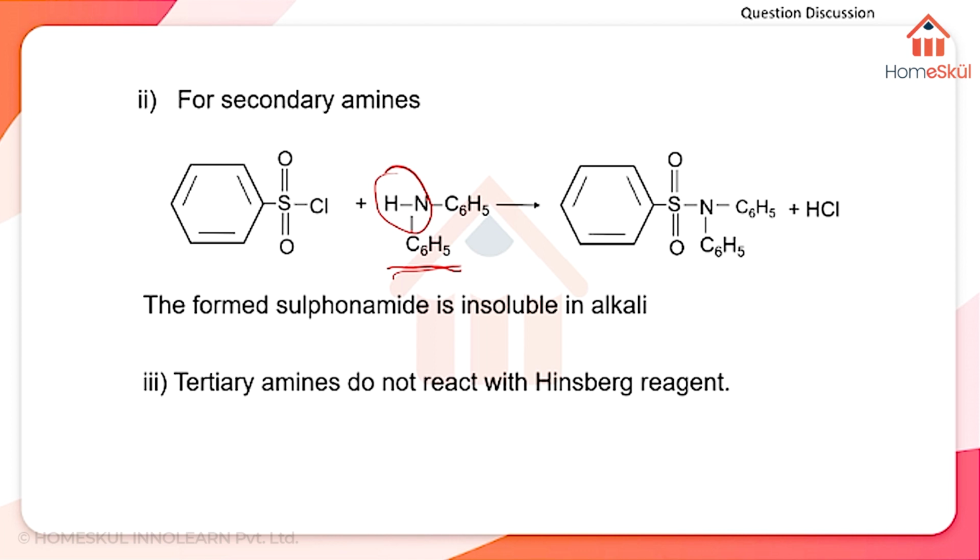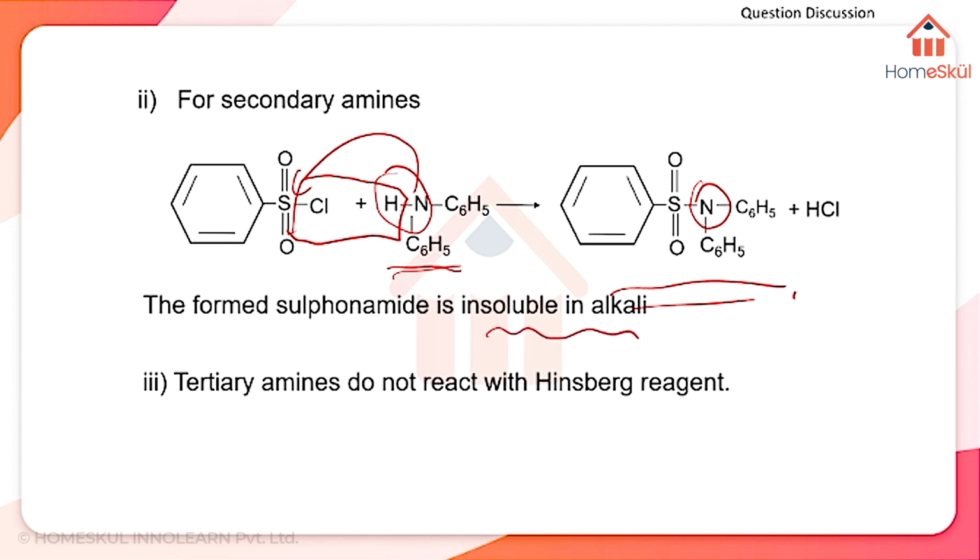Now here also the same thing happens. This H and Cl react to form HCl. It goes off like that, and this nitrogen will get connected to this sulfur. You get a product like this. Now here you can see there is no hydrogen on this nitrogen. There is no acidic hydrogen there. So what happens? This salt is formed, but this salt is insoluble in an alkali.